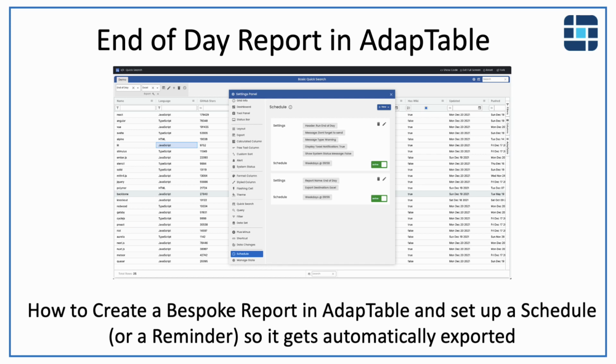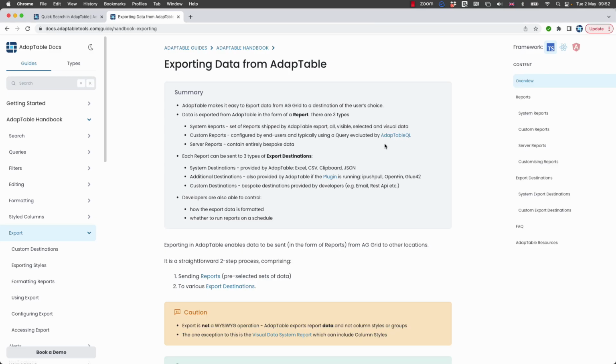This video is another in response to a question from a user, which we thought might be of wider interest to other existing or potential users of Adaptable. What a user wanted to know was whether she could set up Adaptable so that it sent out every day what she calls her end of day report. So she wants a particular report to be dispatched to various destinations every day at a given time. And the question was, can you do that in Adaptable?